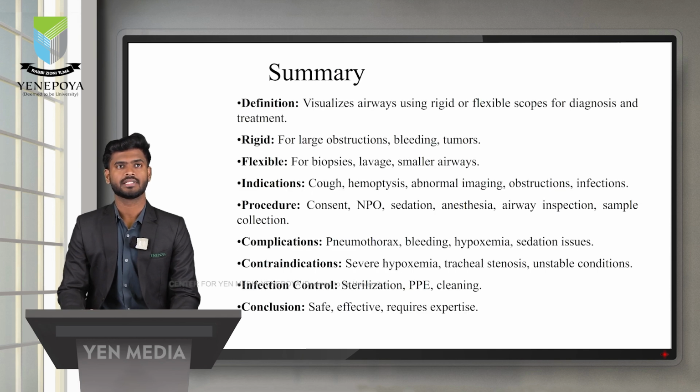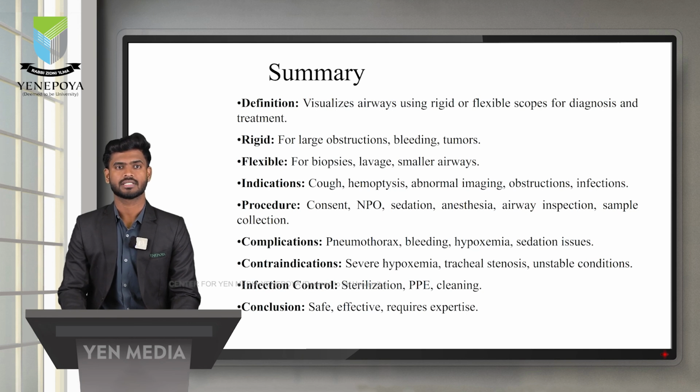In summary, we have seen bronchoscopy, visualizing the airway using a rigid or flexible bronchoscope for diagnostic and therapeutic purposes: a rigid bronchoscope for larger obstructions, bleeding and tumors, and a flexible bronchoscope for biopsies and lavage, which may extend into smaller airways. Indications include cough, hemoptysis, abnormal imaging, obstructions and infection. Procedures involve getting consent, keeping the patient NPO, sedation, anesthesia, airway inspection and sample collection.